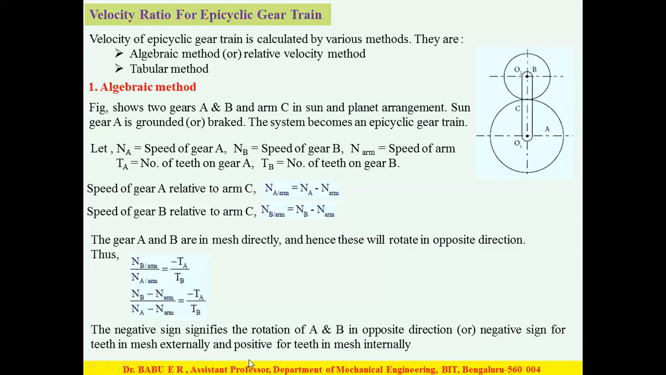This we will see in the problems. While solving the problems, I will tell how the teeth are meshing internally and how they are meshing externally. I will take up one or two examples and explain them. So this is the algebraic method of finding the velocity ratio for an epicyclic gear train. You should remember this formula.